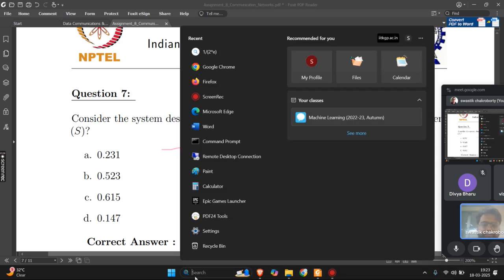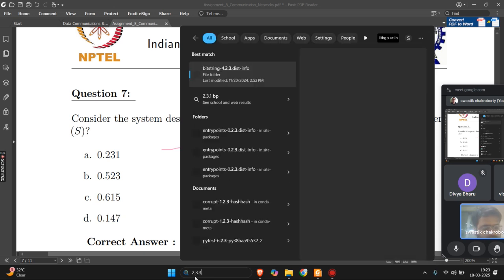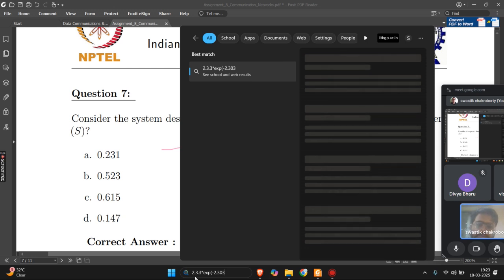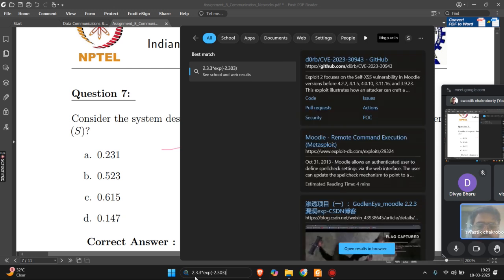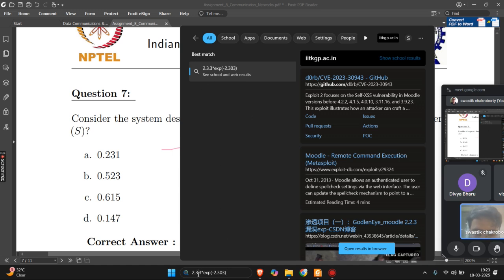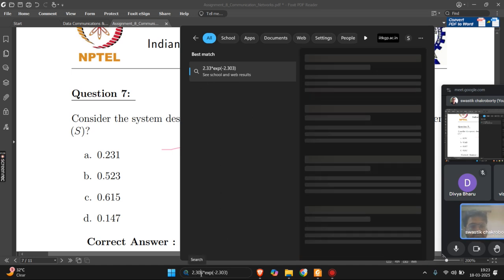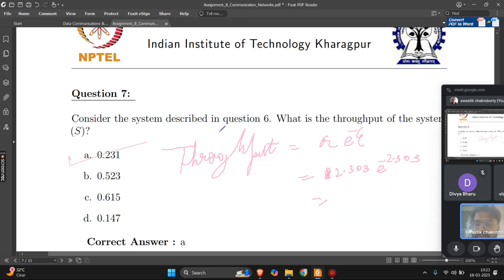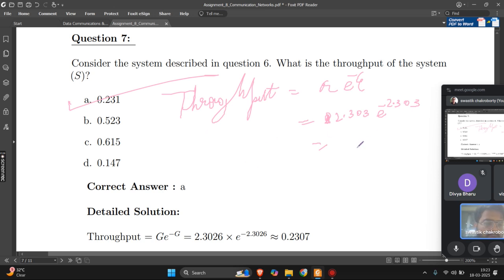So 2.303 into exponential minus. So this will be 0.2302. The correct answer will be 0.2302. So the nearest option is 0.231. So correct answer is 0.231. This will be equal to 0.231.